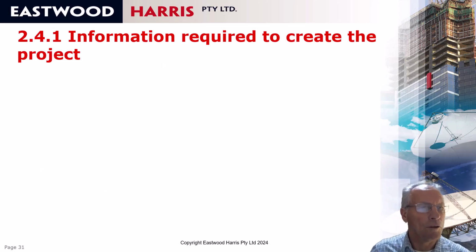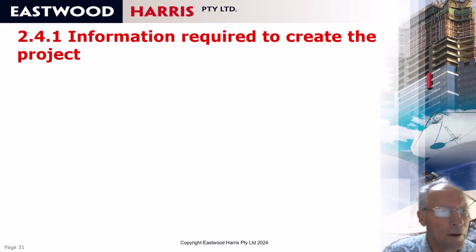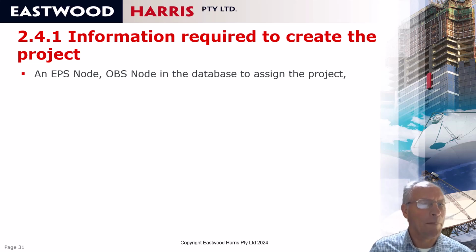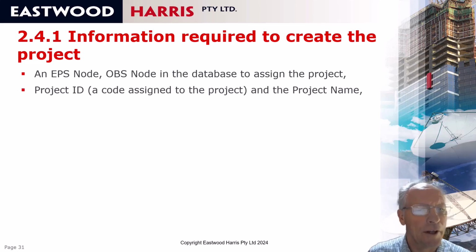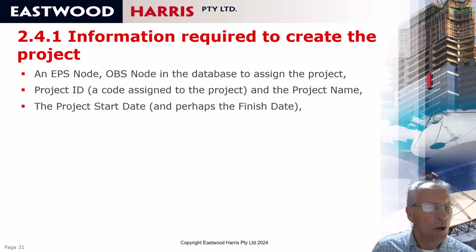So when you create a project in Oracle Primavera P6, you need the following information. First of all, you need an EPS node, which you create as part of maintaining a database, an OBS node that assigns security. Then you need a project ID, which is a code assigned to the project, and it is a unique ID within the database, and you need to have a project name. You always need a project start date, and also if you want to, you can put a project finish date. I generally recommend you don't use a project finish date, and I'll explain why down the track.